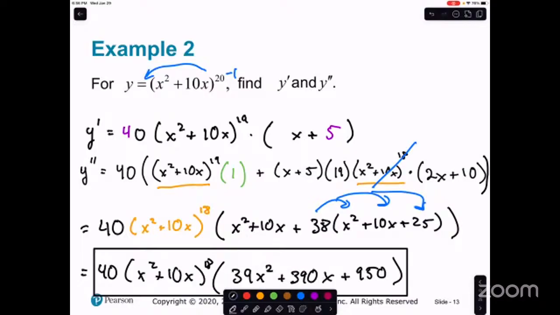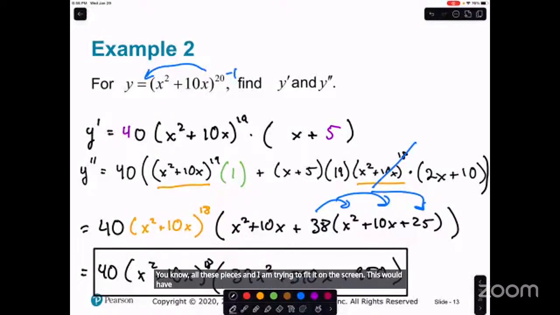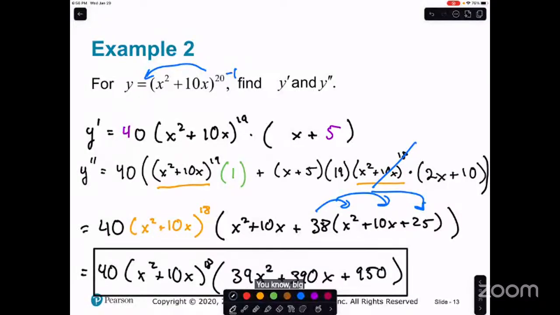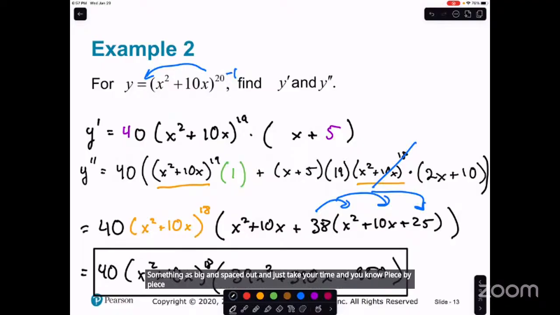But yeah, so we did it, right? Again, taking your time. It's a real simple concept, but then it was like, okay, all these pieces, and I am trying to fit it on the screen. This would have been much nicer on a dry erase board, something big and spaced out, and just take your time, piece by piece.